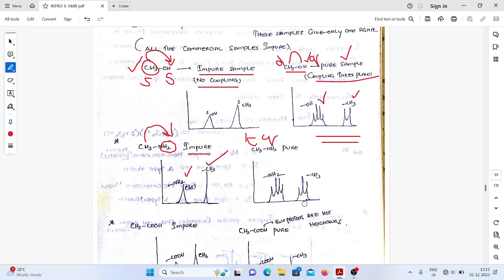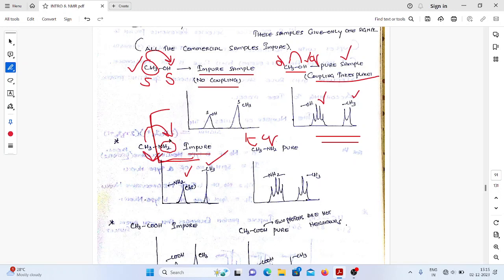So, in general, the conclusion is what? Whatever samples we are getting for commercial purposes are all impure samples. Impure sample means what? We can consider the proton exchange higher. That's why there is no coupling on the heteroatom proton. That's why, whenever you see the problems, people will not consider the coupling between the heteroatom proton and the carbon protons. We will neglect this one. Why? Because we are assuming that our sample is impure.